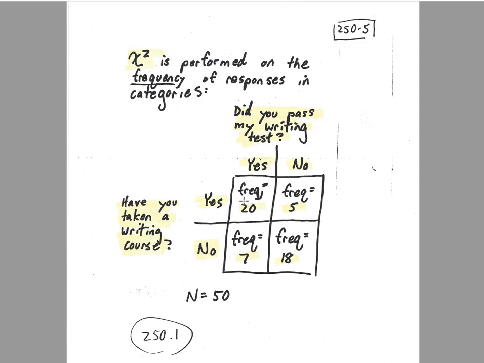There were 20 people who said, yes, I took a writing course, and yes, I passed the writing test. There were 5 people that said, yes, I took a writing course, but no, I did not pass. There were 7 people in this category, and there were 18 people in this cell. Notice what I'm analyzing here is not people's scores on some test. The numbers we see in these cells are numbers of people. They are frequencies. How many people were in this cell? How many people were in that cell? This is the kind of scenario where we would analyze the data using chi-square. We're analyzing frequency of responses, frequency of people in categories.